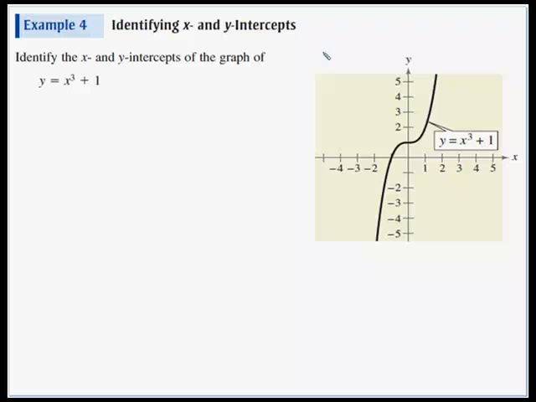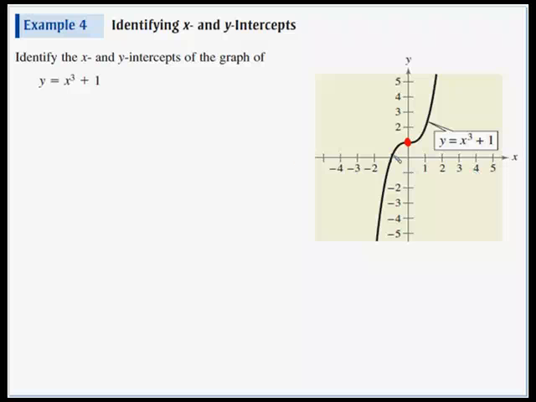And for this one, it does say identify the x and y intercepts of the graph of this. So if they give you the graph, sometimes our intercepts are right on those main number lines, and we can figure out exactly where they cross. Here we can see on the y-axis, we cross at y equals 1.